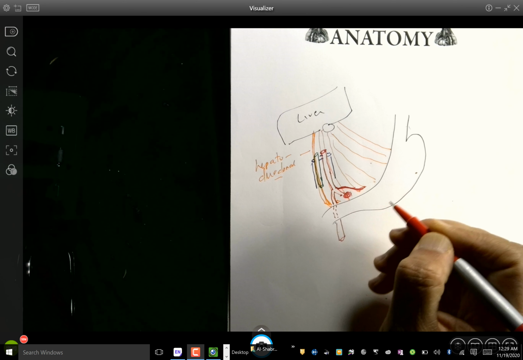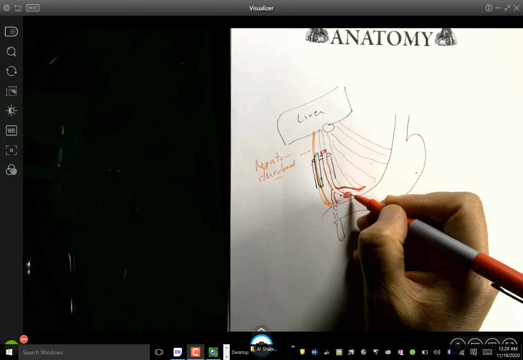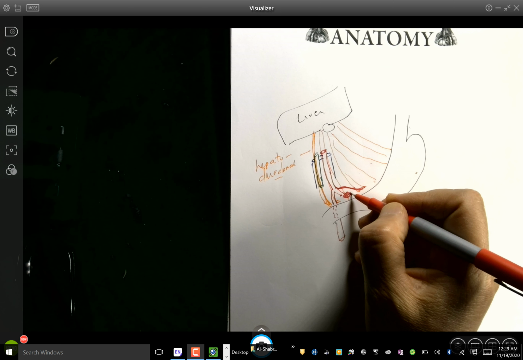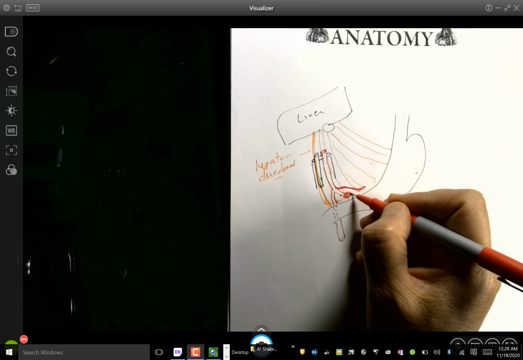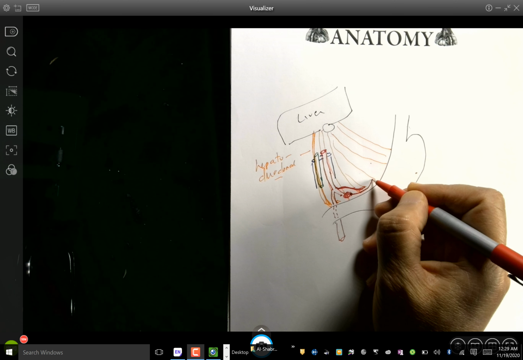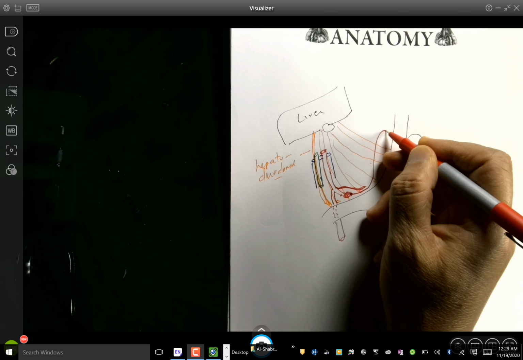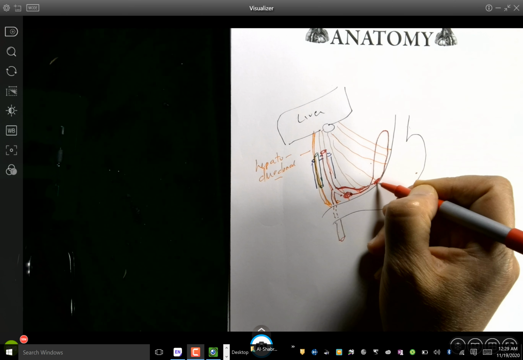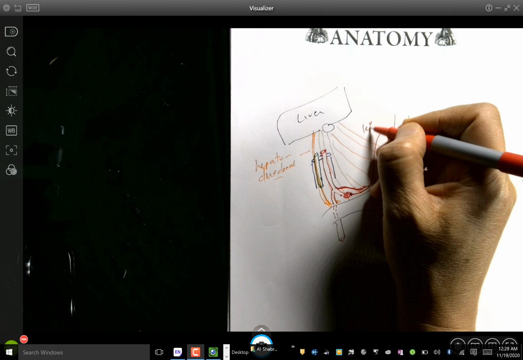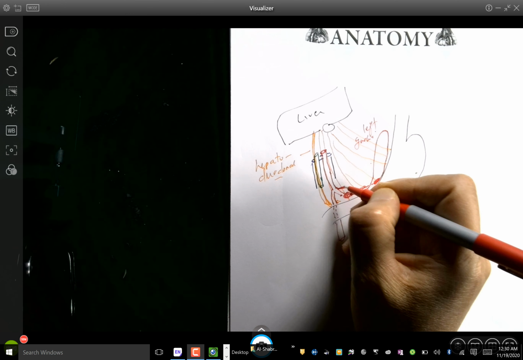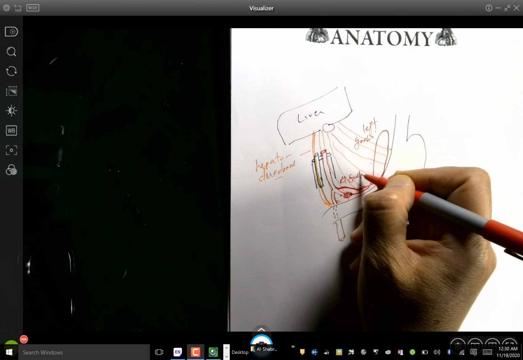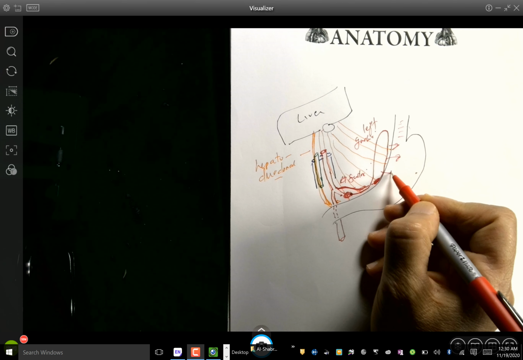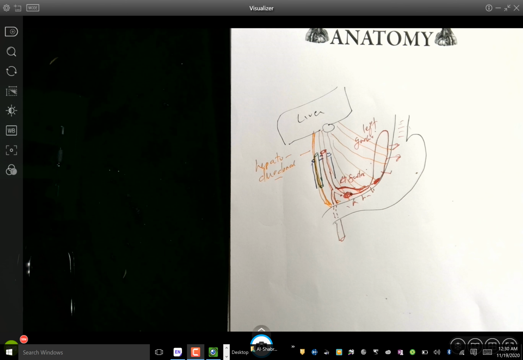Celiac trunk is a source of the left gastric. So here is the left gastric, which ascends and descends here, and anastomoses with the right gastric. So this is left gastric, and this is right gastric. Okay, this is the esophagus, and then it starts giving branches. Those are the two gastric arteries.